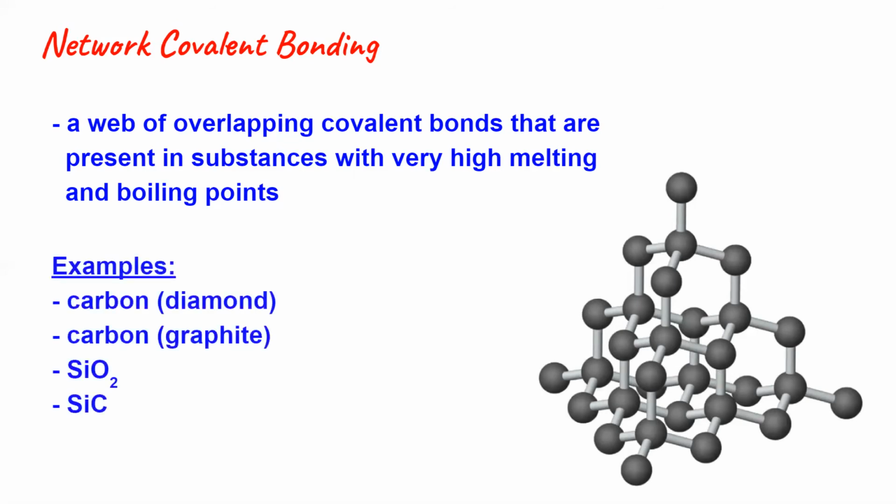So examples that I'm going to ask you to know are carbon, and carbon has 2 different allotropes that we're going to talk about. So carbon as diamond and carbon as graphite. Both of those will have very high melting and boiling points. Silicon dioxide is another one, and finally silicon carbide. Those are the only 4 examples that I'm going to expect you to recognize where network covalent bonding is taking place.